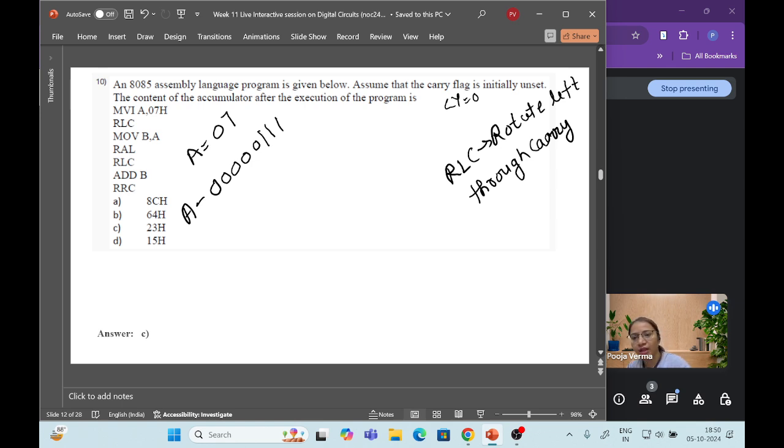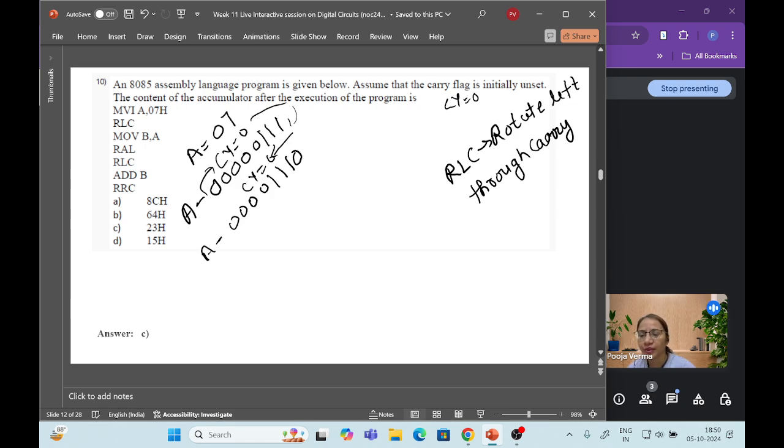Okay. So we have to rotate this side but through carry, right? Carry is given as 0. So rotate this side: 0 0 0 0 1 1 1 0, right? Because the carry, it will rotate like this, it will come here, and again carry like this will be 0 only. Okay. So now the new content in the accumulator is this.